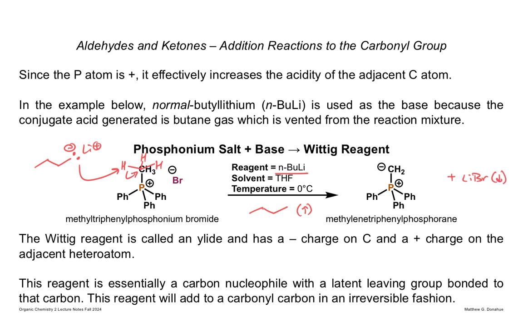And then this reagent here is called a phosphorane. And notice that carbon is negatively charged, so it's a nucleophile. The other thing that's important is see how the negative and the plus are next to each other. That species is also called an ylid, so a phosphorus ylid.